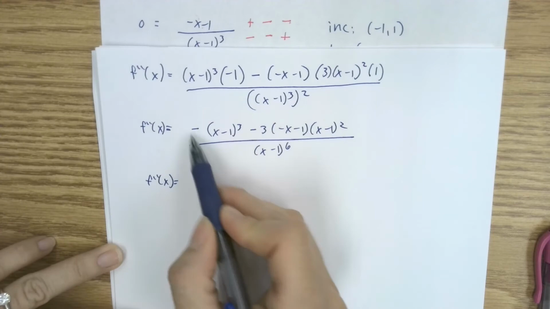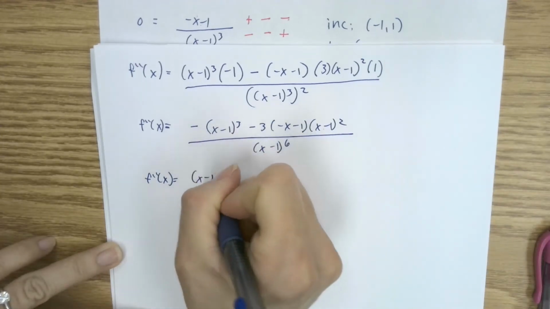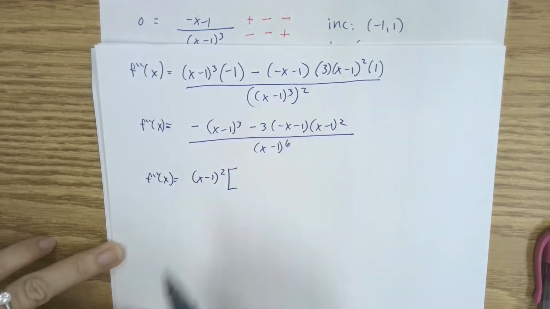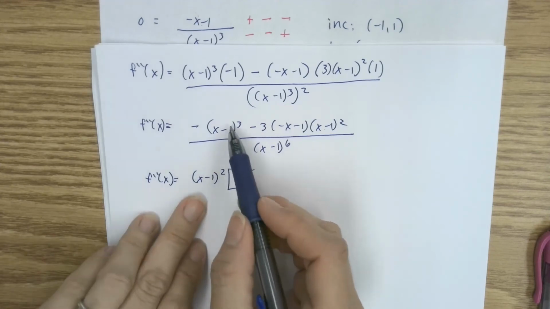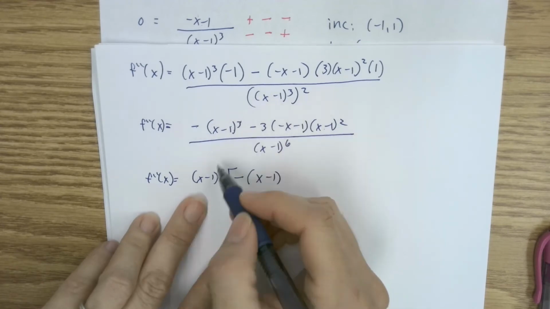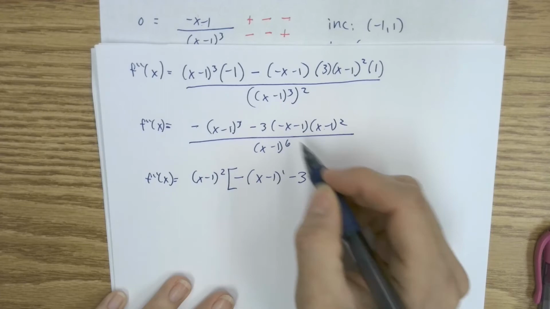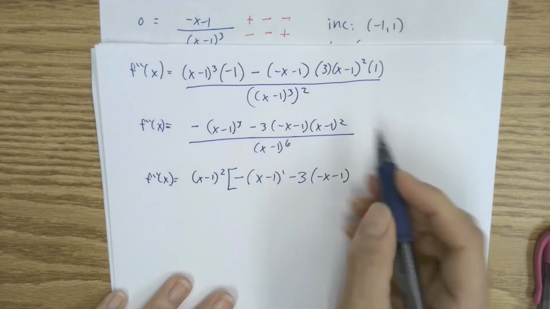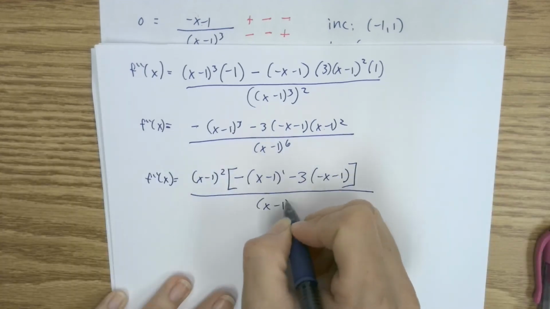So what can I factor out of these two terms? They both have an x minus 1. And I'm going to grab the smallest power, which would be my squared. So what am I left with here? That negative comes down. When I factor out, I'm going to divide, so I'm subtracting my powers. 3 minus 2 is a power of 1. That minus 3 carries down. My negative x minus 1 carries down. And the x minus 1 squared divides by itself, so that's gone. On the bottom, we have x minus 1 to the 6th power.